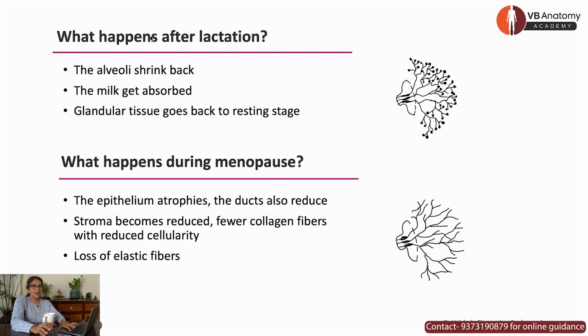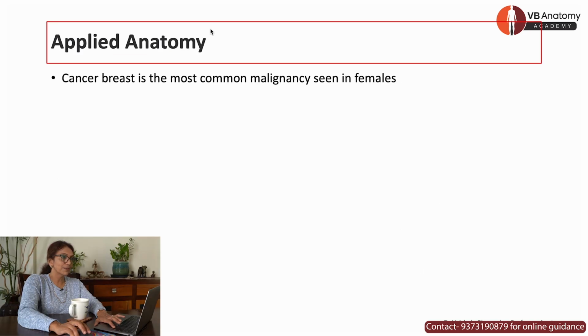So what happens after lactation? All the distended ends and the clusters of cells slowly begin to get absorbed, and the breast goes back to its pre-pregnancy stage, almost, not exactly. And after menopause, the cells degenerate, the branches degenerate, the surrounding connective tissue becomes reduced, collagen fibers become reduced, elastic fibers become reduced. So a certain amount of degeneration of the gland itself occurs.